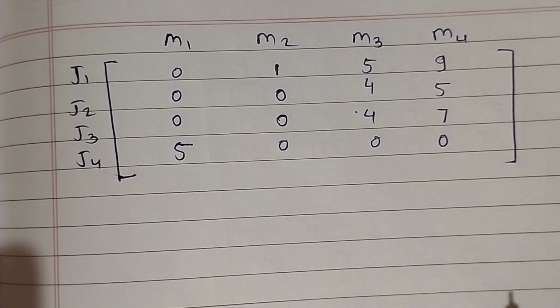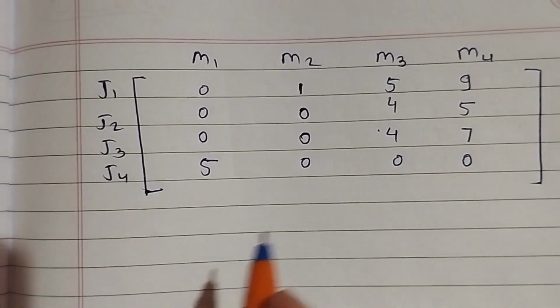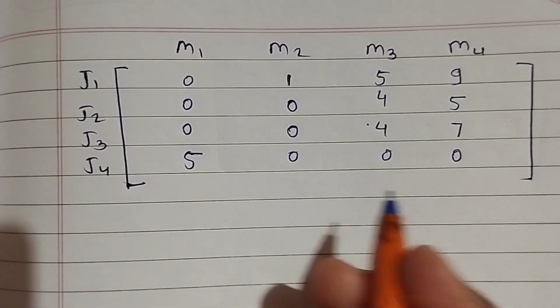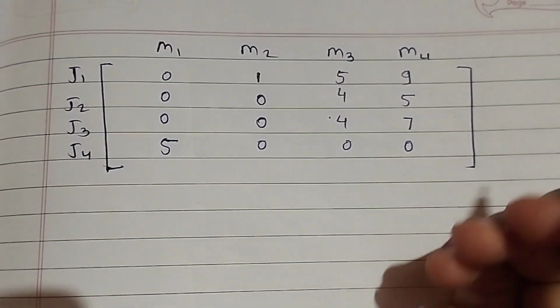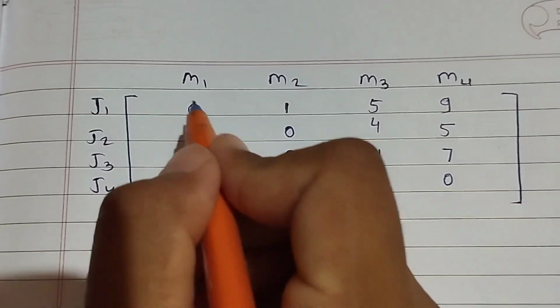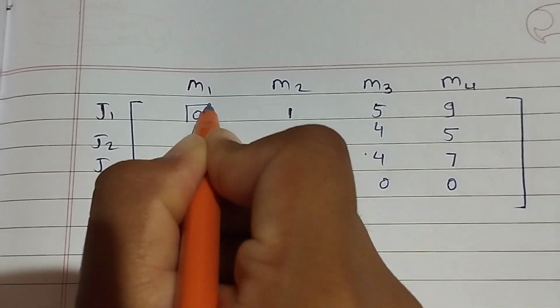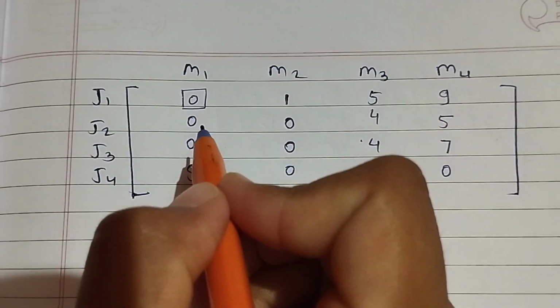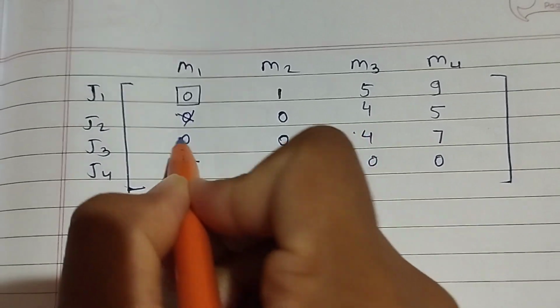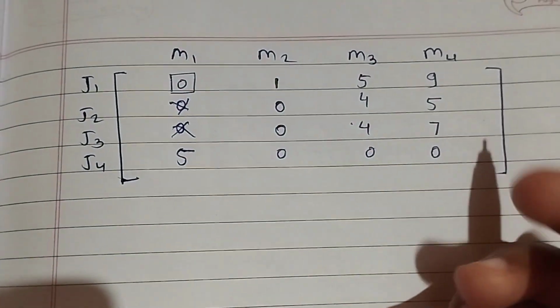So this is now our reduced matrix, and once we get the reduced matrix, now our target, again, is to make the assignments. All the steps are the same as before. First, check if any row has a single 0. Yes, here the first row itself has a single 0. Then we make an assignment and cross all the other zeros with respect to that row and column.